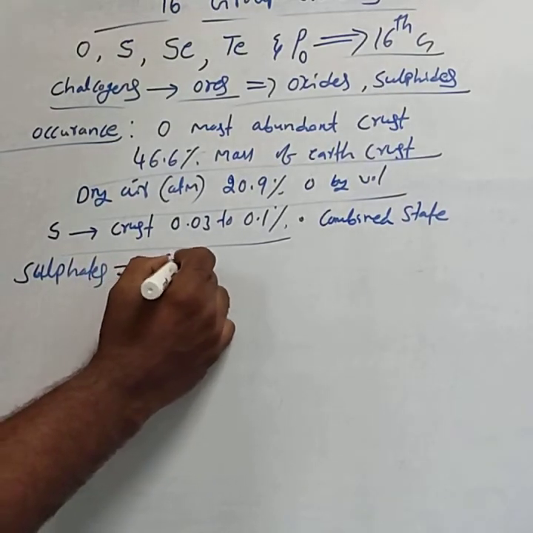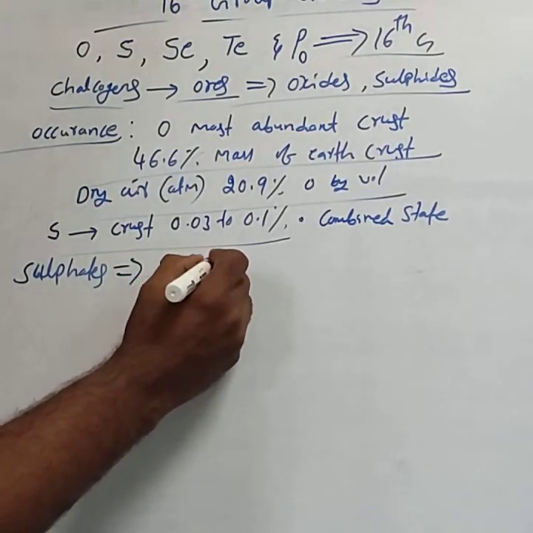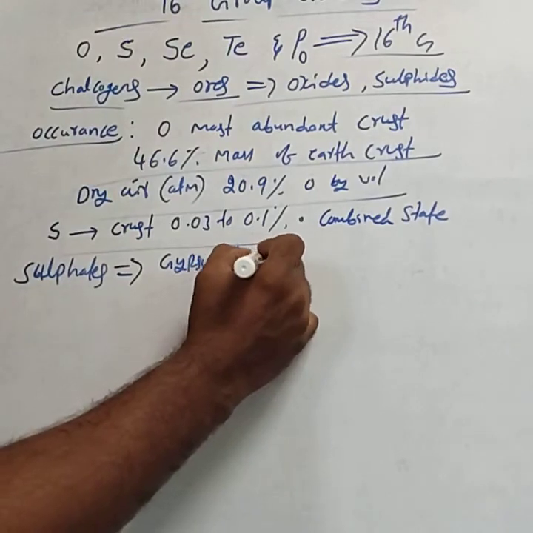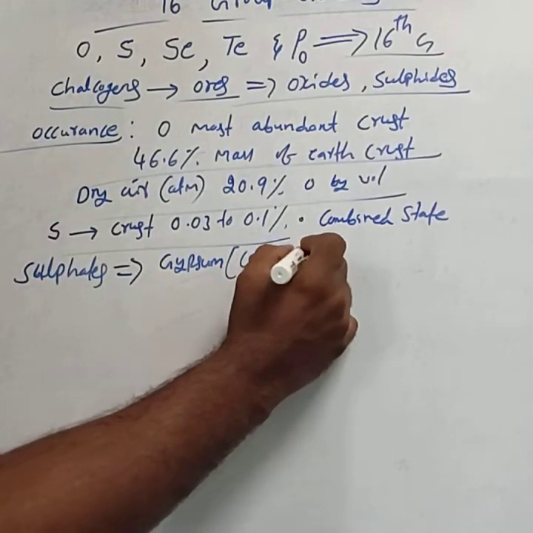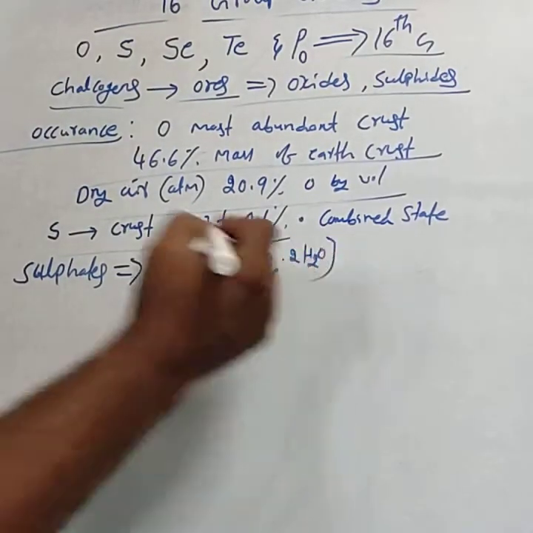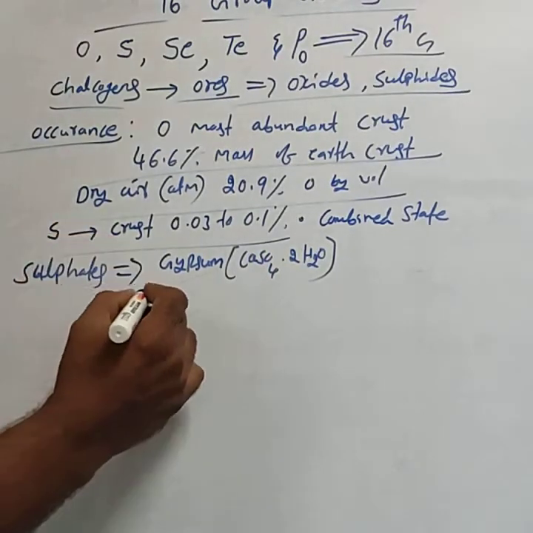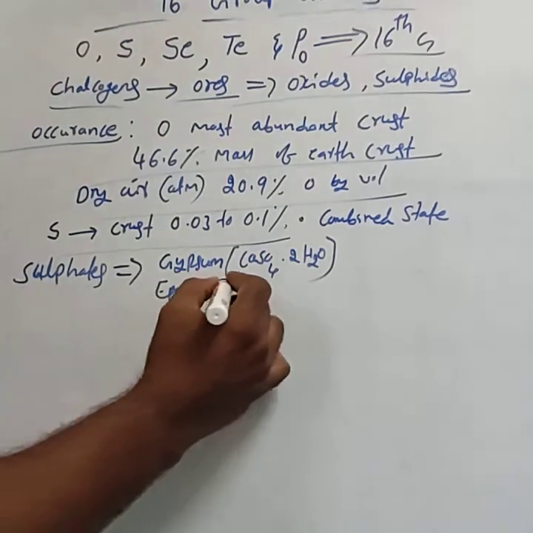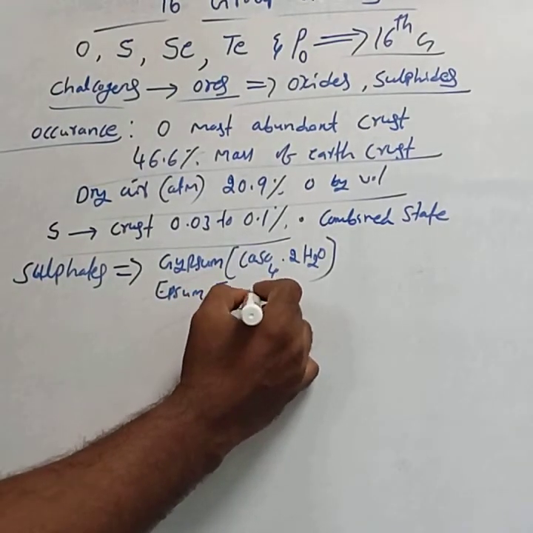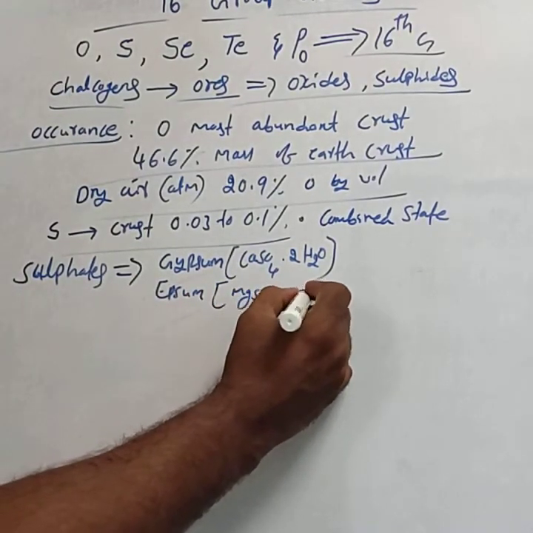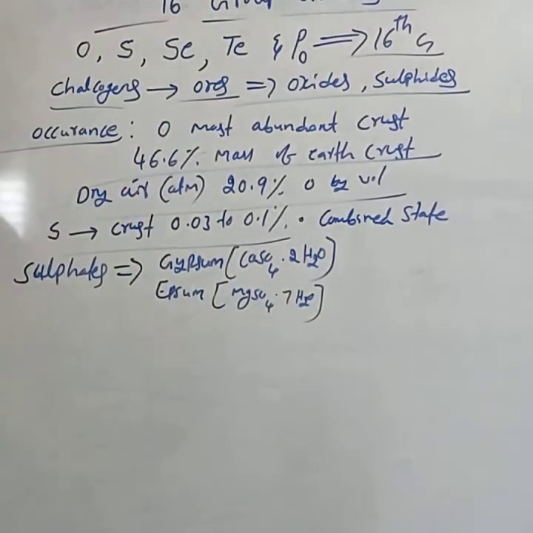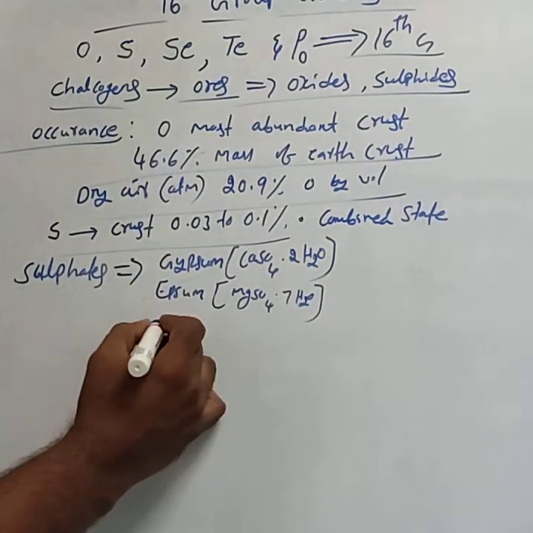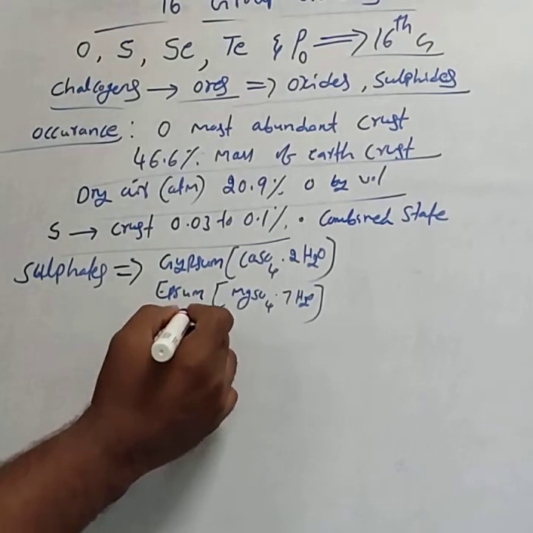Examples are gypsum, whose formula is CaSO4·2H2O. Or Epsom salt, which is MgSO4·7H2O. Or barite.